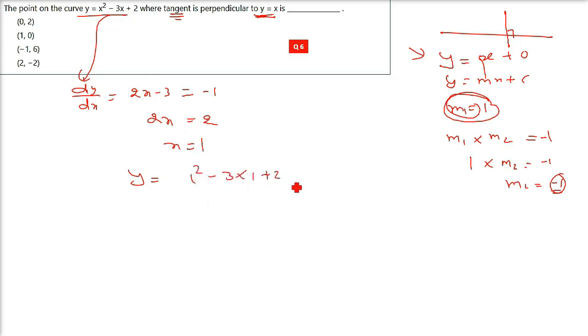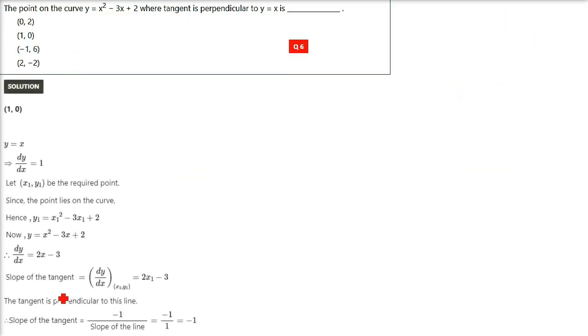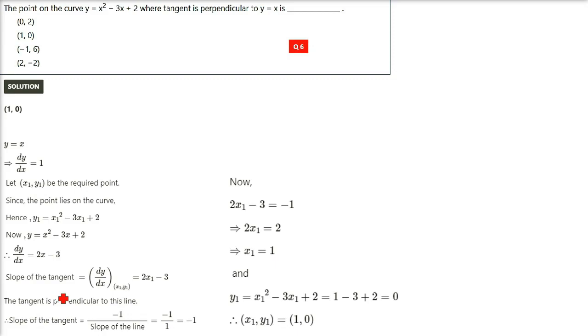1 square minus 3 into 1 plus 2. It's 1 minus 3 plus 2, which is 0. So you have x and y as 1, 0. Now let me show you the reference solution. You can just follow this in order to get the solution, which is actually 1, 0.